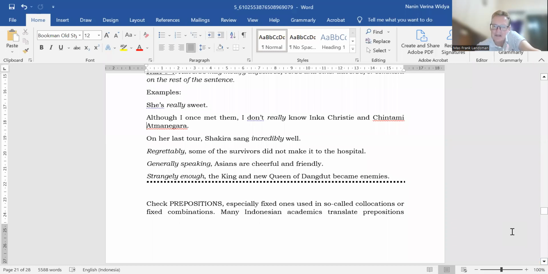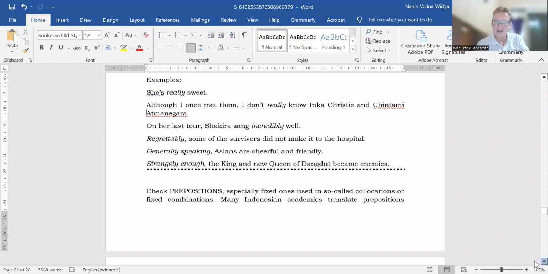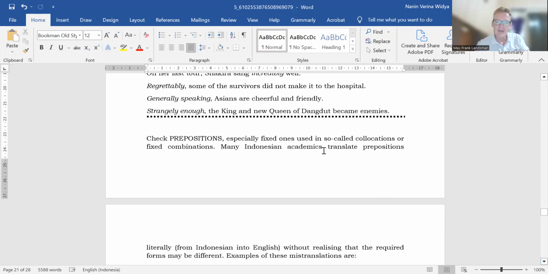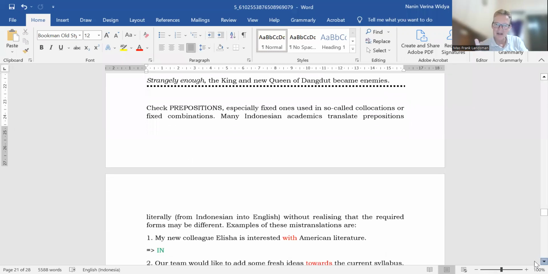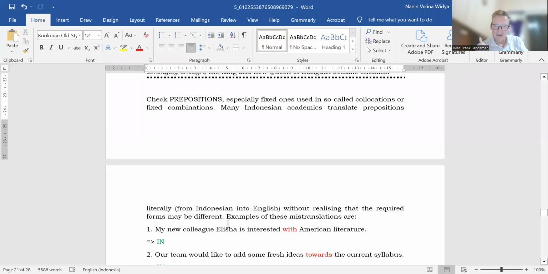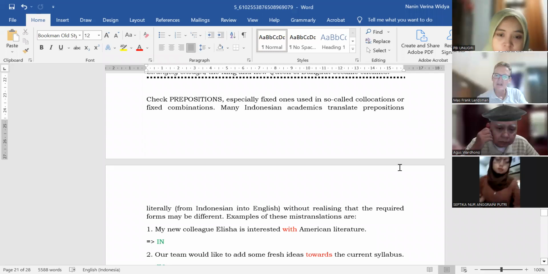Especially fixed ones in so-called collocations. Collocations are fixed combinations, words that always go together, and you cannot change them. English is not so flexible as Indonesian. You have to use certain fixed combinations. Many Indonesian academics translate prepositions literally, word for word, from Indonesian into English without realizing, tanpa menyadari, that the required forms may be different. So tertarik dengan in English is not interested with, but my new colleague Alicia is interested in American literature. I've used colors here, I hope you can see them.